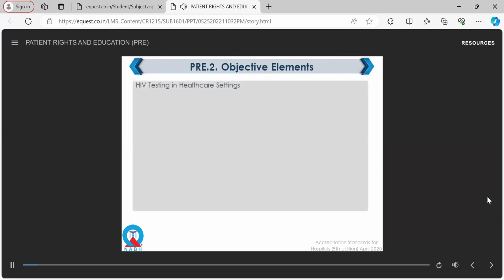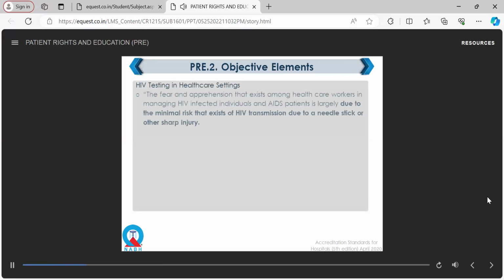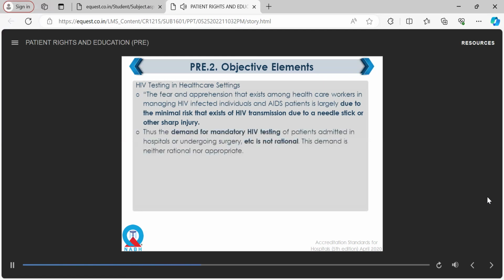Let's talk now about the HIV testing in healthcare settings. According to NACO guidelines on HIV testing, the fear and apprehension that exists among healthcare workers in managing HIV infected individuals and AIDS patients is largely due to the minimal risk that exists of HIV transmission due to a needle prick or other sharp injury. Thus, the demand for mandatory HIV testing of patients admitted in hospitals or undergoing surgery, etc., is not rational. This demand is neither rational nor appropriate.